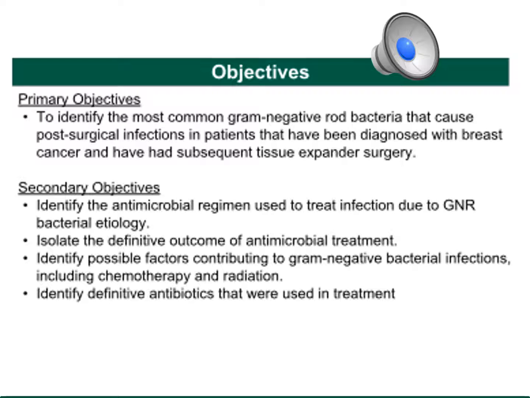Our secondary objectives include identifying the antimicrobial regimen used to treat infection due to gram-negative rod bacterial etiology, isolating the definitive outcome of antimicrobial treatment, identifying possible factors contributing to gram-negative bacterial infections, including chemotherapy and radiation, and also identifying definitive antibiotics that were used in treatment.